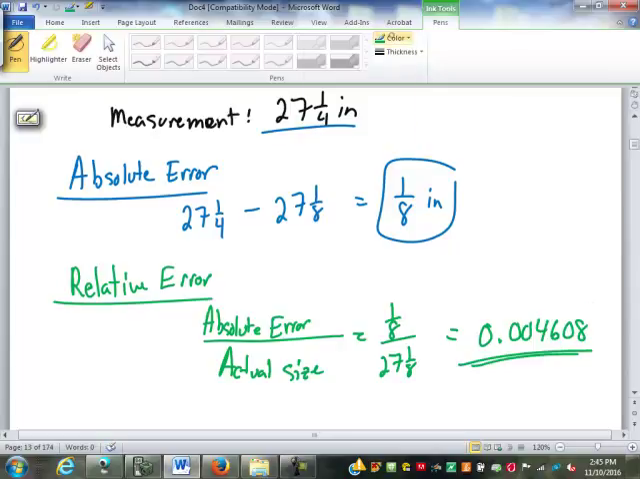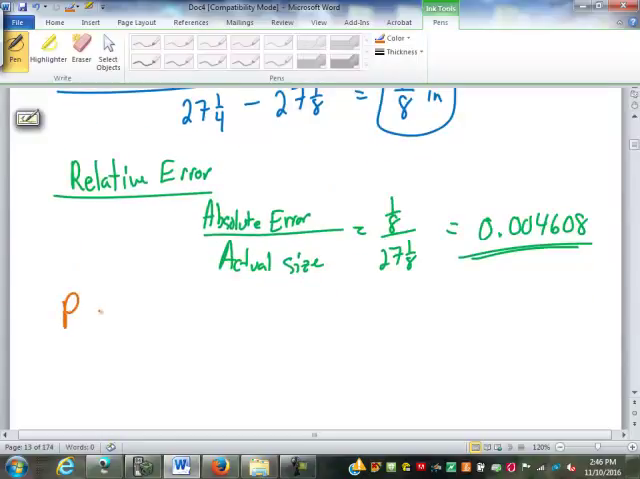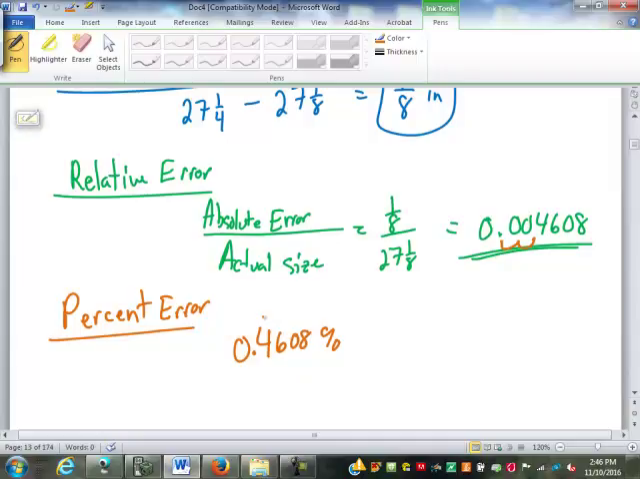That's a relative error. Now, depending on the textbook, some textbooks define a difference between relative and percent error. Some define them as the same thing. The percent error can be found from the relative error by just moving the decimal point, making it a percent, moving it 1, 2. So the percent error here would be 0.4608%. So less than a 0.5% error. Is that an acceptable error? Usually, less than 0.5% is usually acceptable.